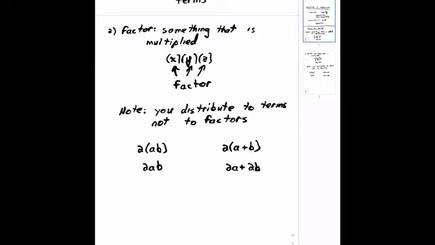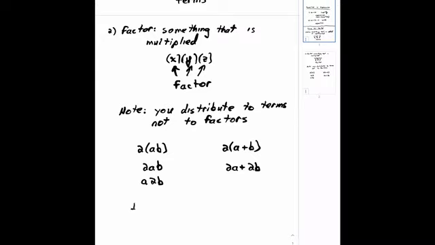Now, I know this is going to seem kind of weird, but could I have done this? Instead of writing 2AB, could I write A 2B? Now, you don't really want to do that, but I'm just saying it would at least be technically correct. In other words, you can give the 2 to either the A or the B, but not both. Whereas in the second problem, you have to give the 2 to the A and the B. Why? Because you distribute to terms, not to factors.